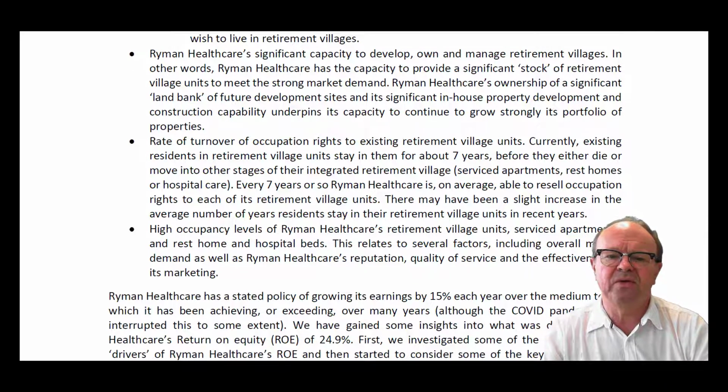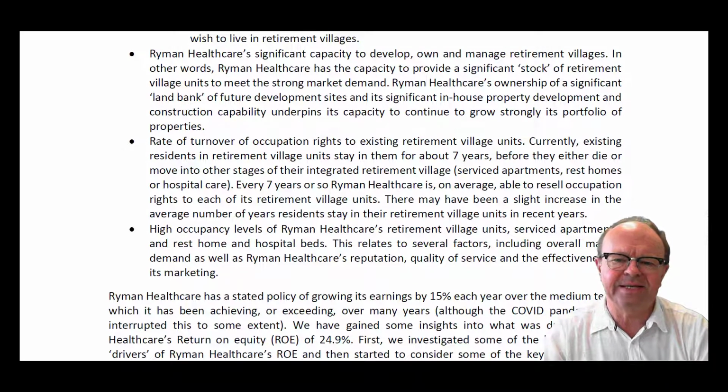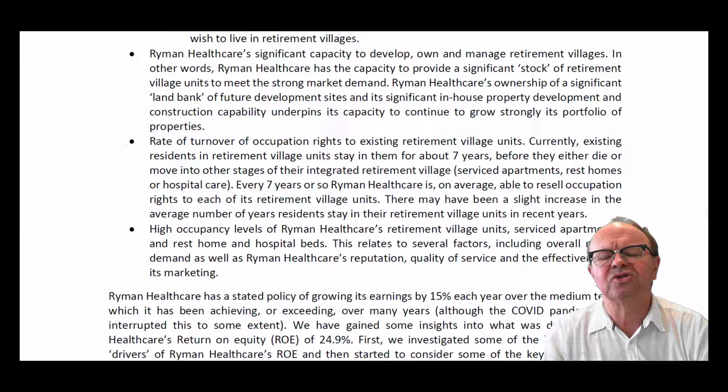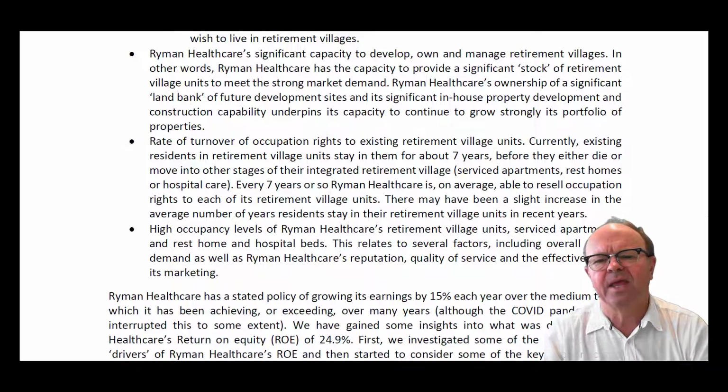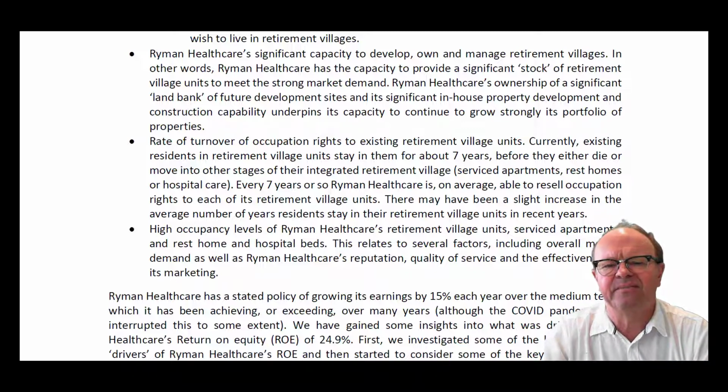In other words, Ryman Healthcare has the capacity to provide a significant stock of retirement village units to meet the strong market demand. Ryman Healthcare's ownership of a significant land bank of future development sites and its significant in-house property development and construction capability underpins its capacity to continue to grow strongly its portfolio of properties.